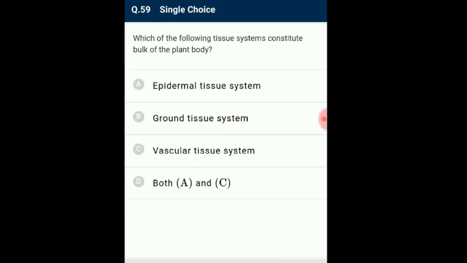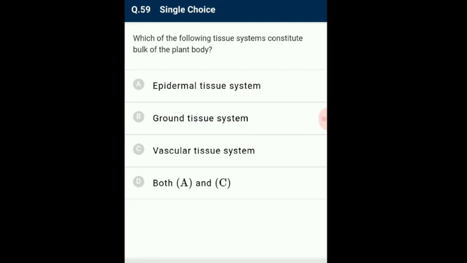Question number 59. Which of the following tissue systems constitute the bulk of the plant body? The outermost covering of the whole plant body forms the epidermal tissue system, which includes the epidermal cells and appendages with stomata. This system basically provides protection to the main plant body.